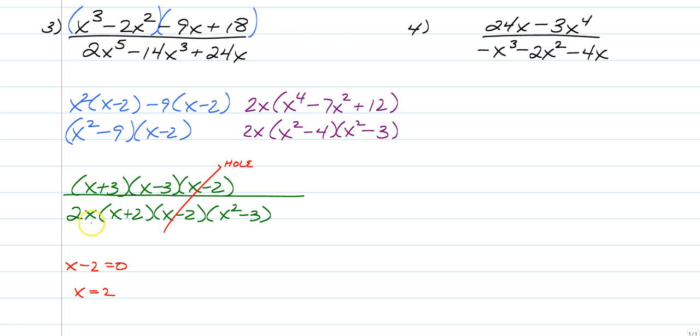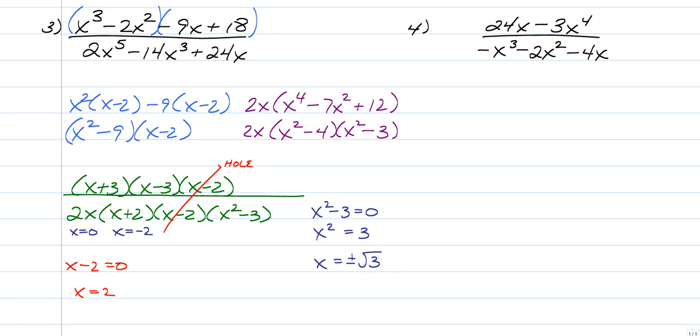Now that's easy enough for us to do in our heads. 2x is equal to 0, so x is equal to 0. x plus 2 is equal to 0, so x is equal to -2. But this one right here, remember, this is x squared minus 3 equals 0. So I want you to make sure that you remember when you square root this to get x by itself, we have x is equal to plus or minus the square root of 3.